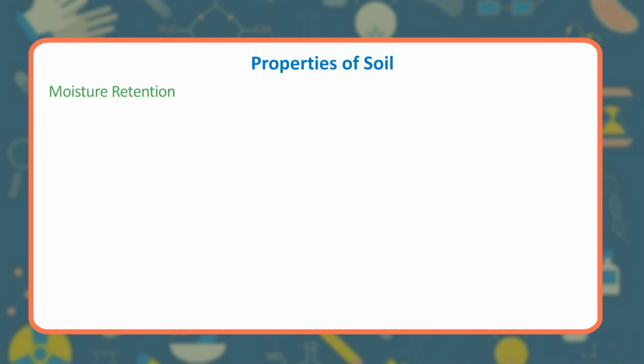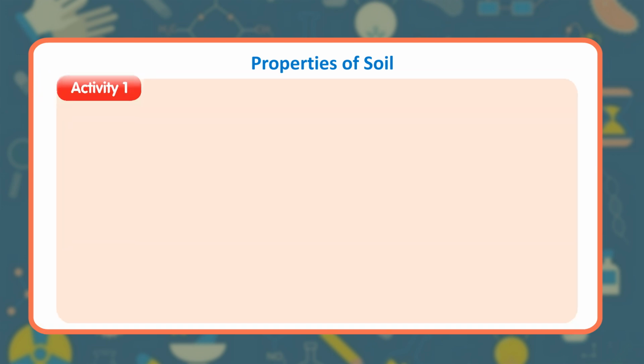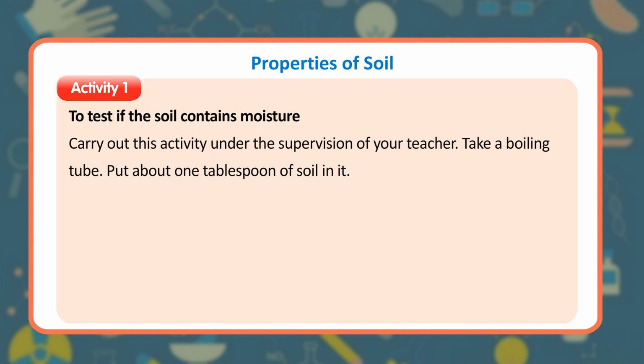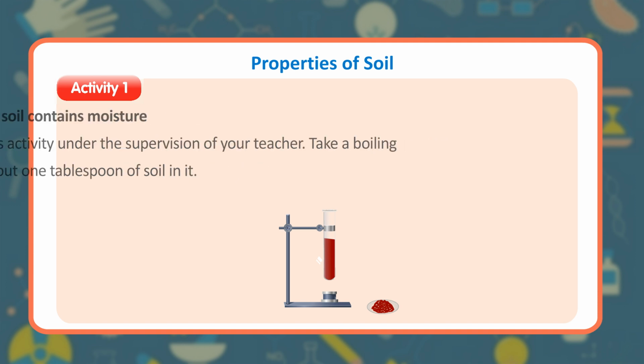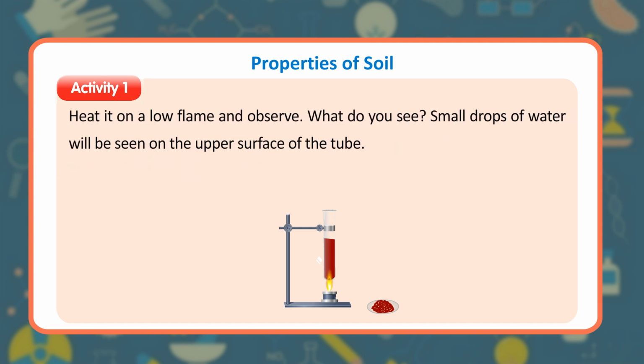Moisture retention. Soil contains water in the form of moisture. Activity. To test if the soil contains moisture, carry out this activity under the supervision of your teacher. Take a boiling tube. Put about 1 tablespoon of soil in it. Heat it on a low flame and observe. What do you see? Small drops of water will be seen on the upper surface of the tube.